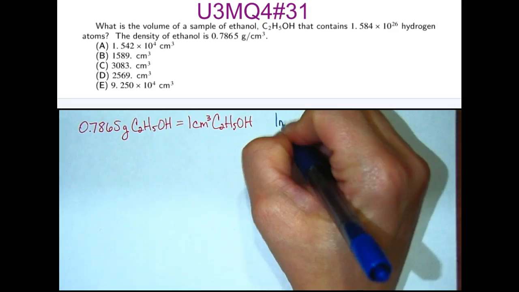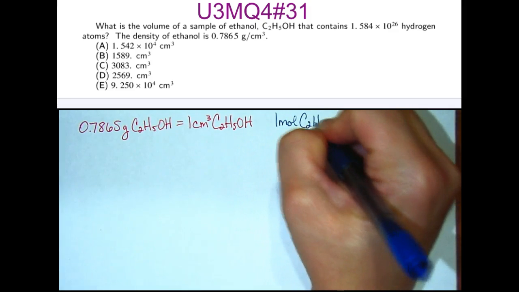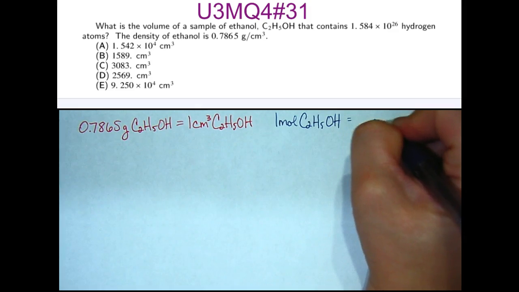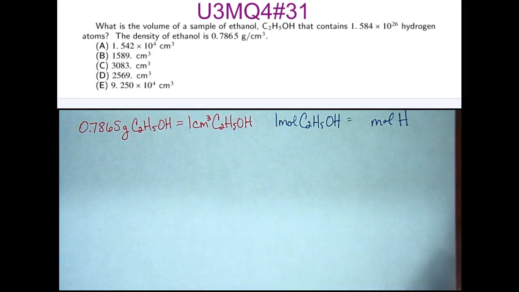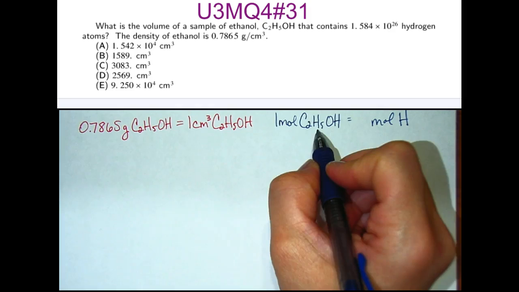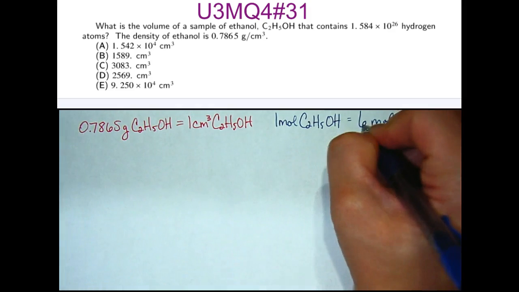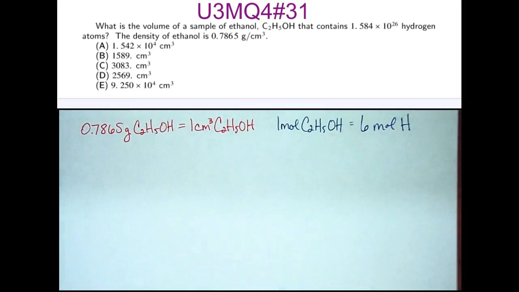So 1 mole of ethanol is equal to how many moles of hydrogen atoms? There are 5 plus 1 is 6 atoms of hydrogen in the formula, so there are 6 moles of hydrogen.